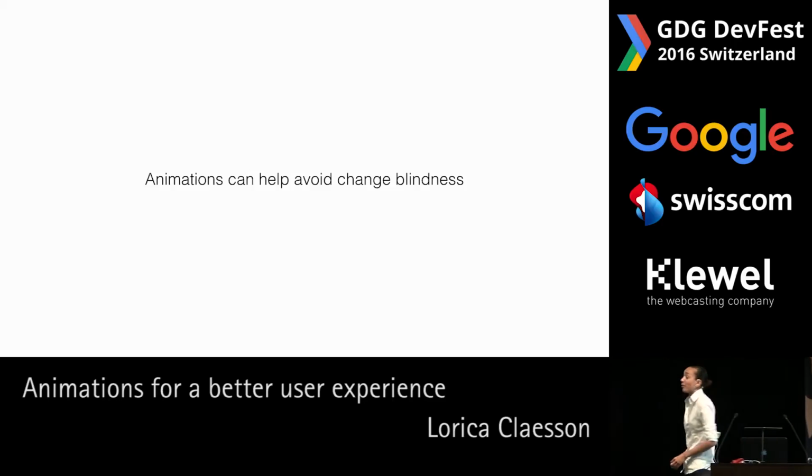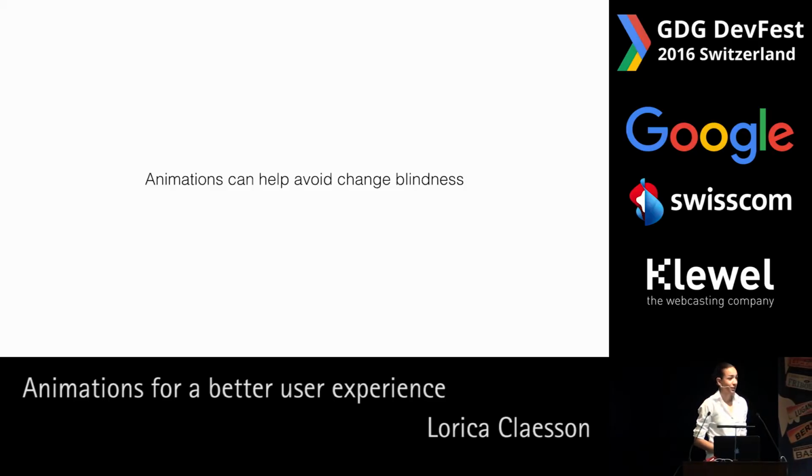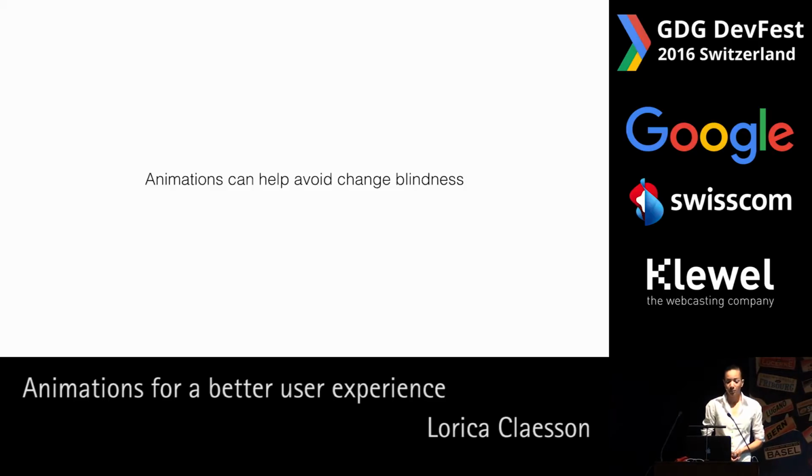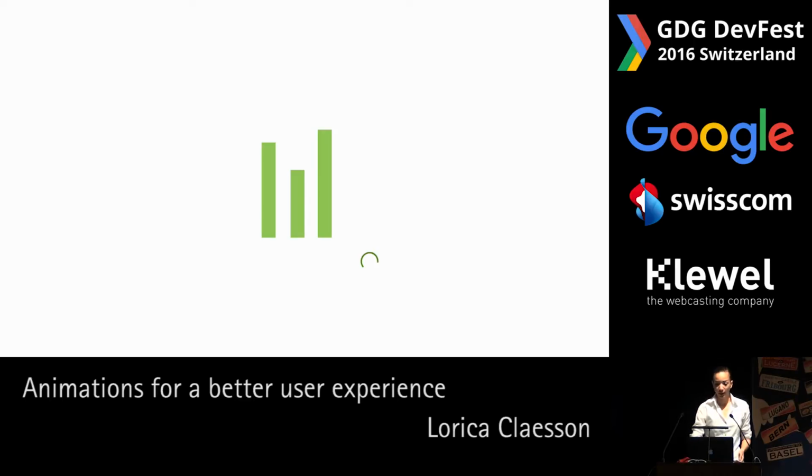Animations can actually help avoid change blindness. As you already saw, without the gap, the differences are easier to spot. But if we add a transition from A to B, it becomes even easier and clearer. Like this example, where loading is being done at the same time as we're displaying it, and then when the loading is done, we make a transition to the different state.